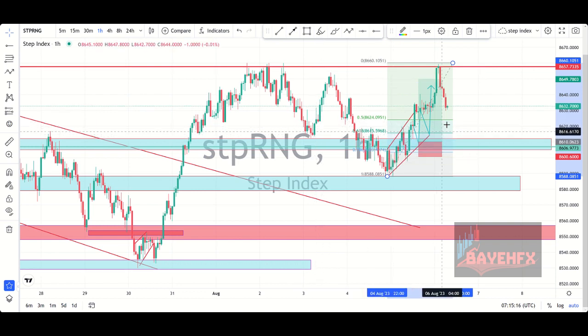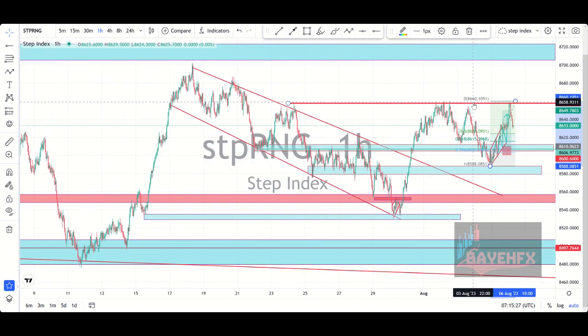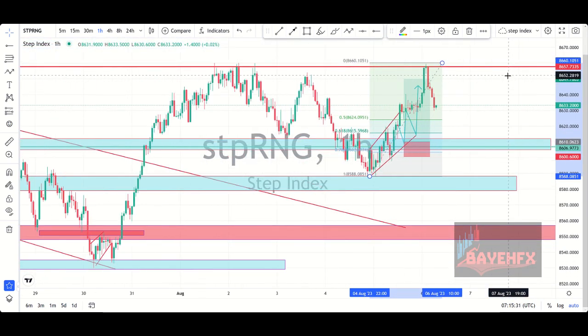So right now we'll be looking for buys, and then we'll see if the market will be able to break and stay above this particular resistance zone. Once it does that, this signals a bullish continuation back up to this particular zone here, right? So that's for Step Index, and this particular movement will take some time for us to achieve.